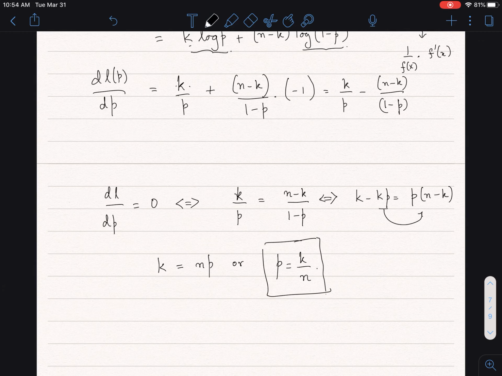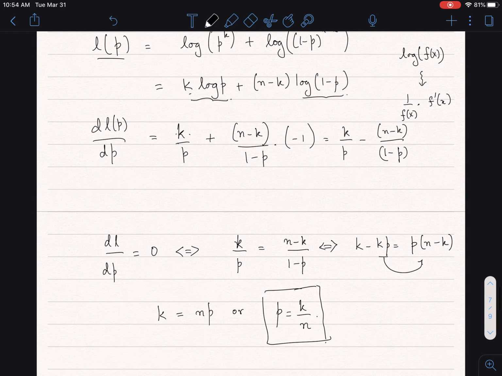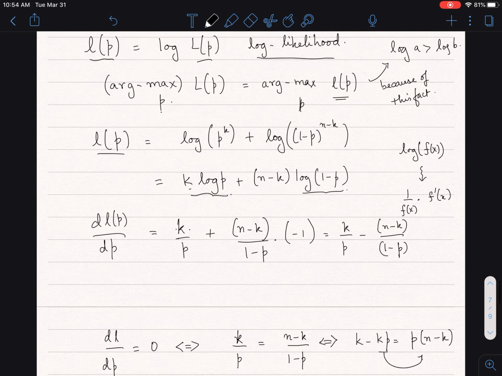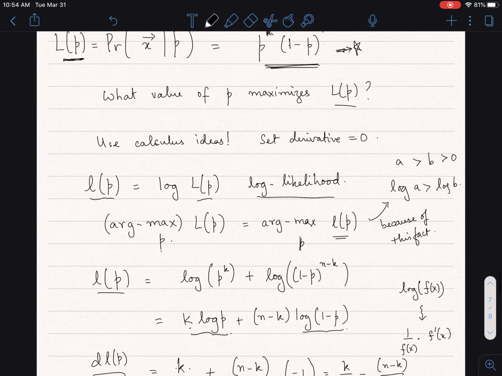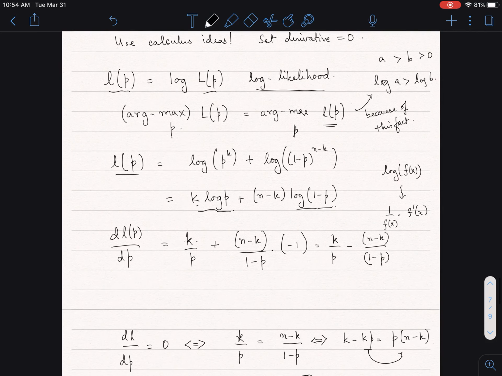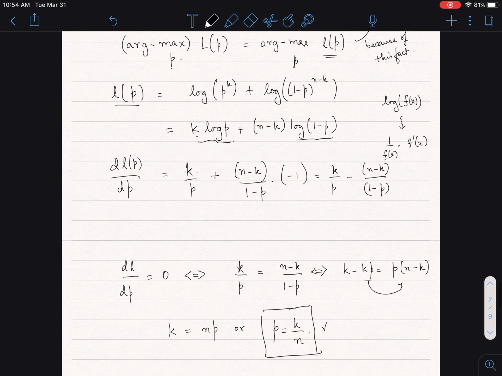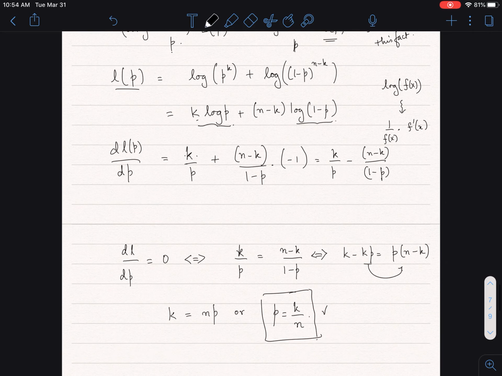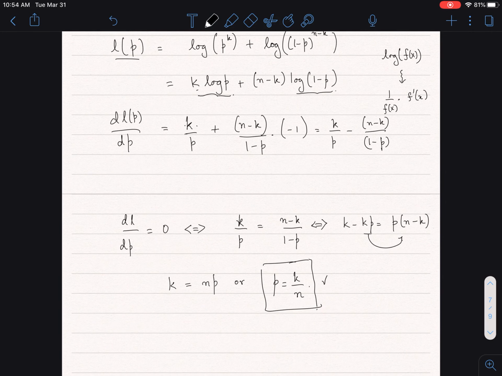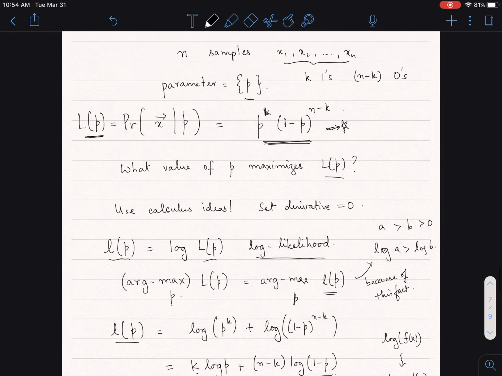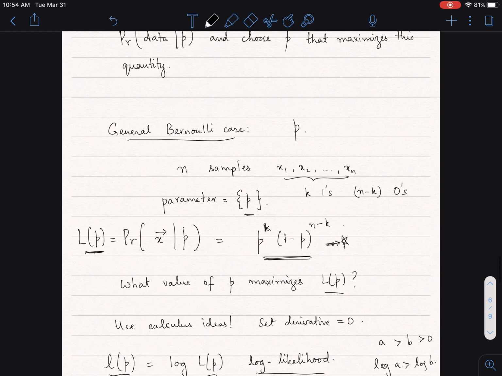Okay, so this is the value where the derivative of this log likelihood vanishes. You have to check that this is actually the maximum, and let me not do that. That's a simple exercise, or it's also a very simple argument, a more direct argument. So what this is telling us is that the likelihood is maximized when you set p equals k by n. Now k was the number of heads and n is the total number of coin tosses, or n is the number of samples.